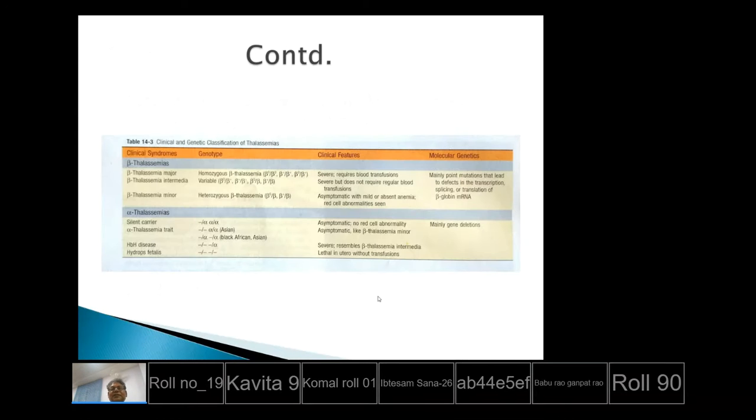This is the classification you see in the diagram in Robbins. This is beta thalassemia: thalassemia major, intermedia, minor, and alpha thalassemia: silent carrier, alpha thalassemia trait, HbH disease, hydrops fetalis.